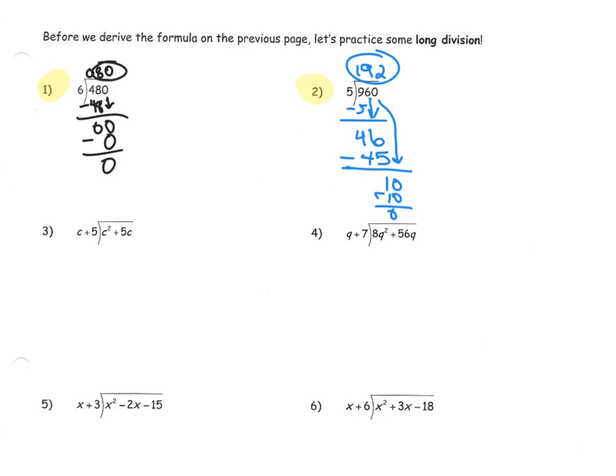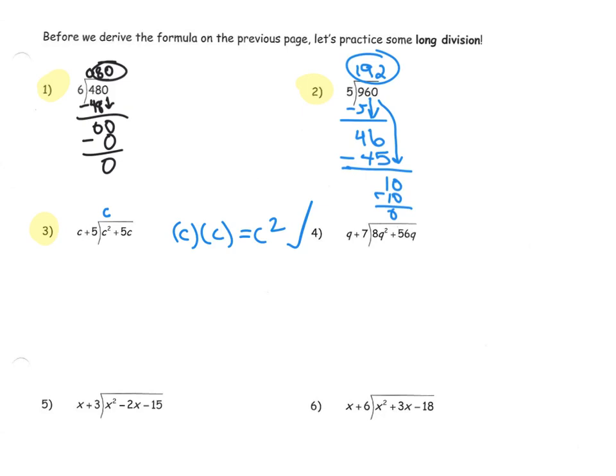Let's start to make it just a little bit more difficult now. Let's take a look at question 3. So c plus 5 going into c squared plus 5c. It's the same process. How many times does c go into c squared? c goes into c squared c times. c times c is c squared. So that checks out.